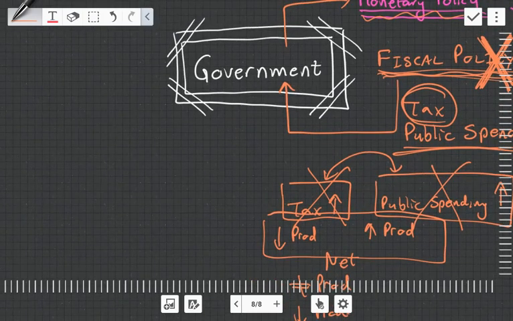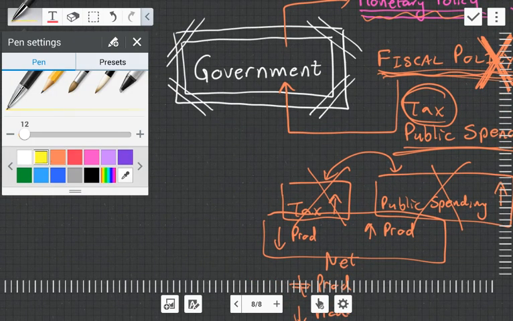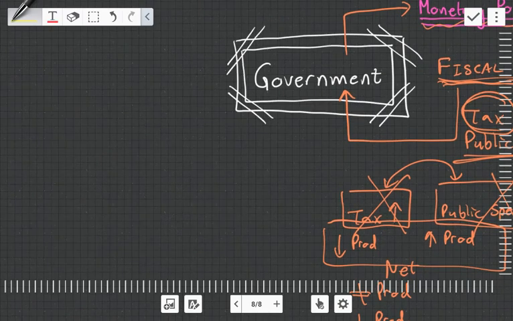Okay, what else does the government do? Another interesting thing is this national debt management policy.